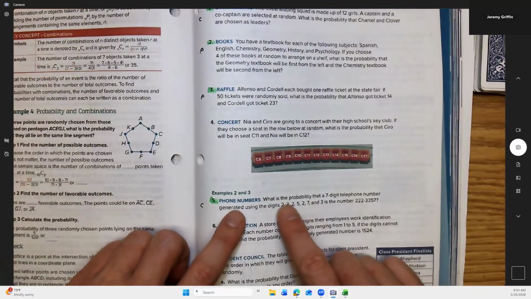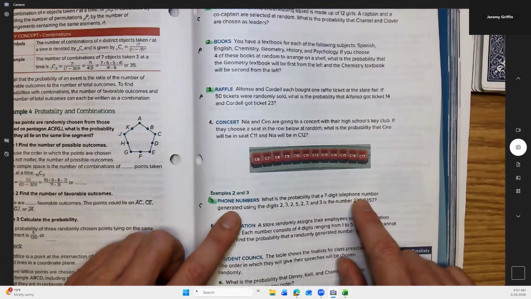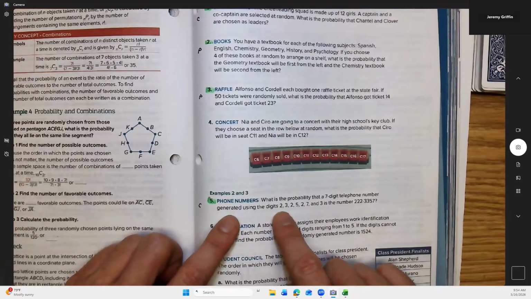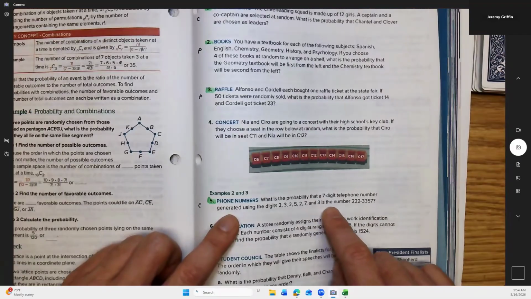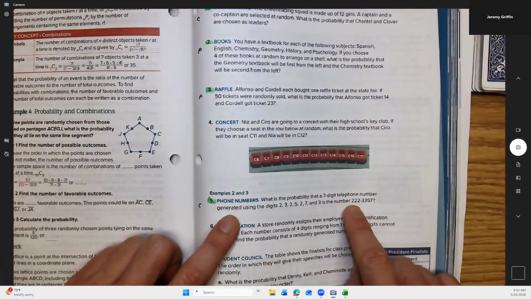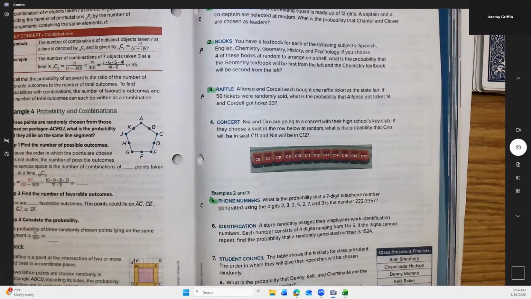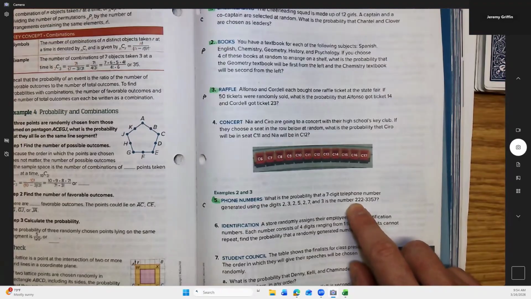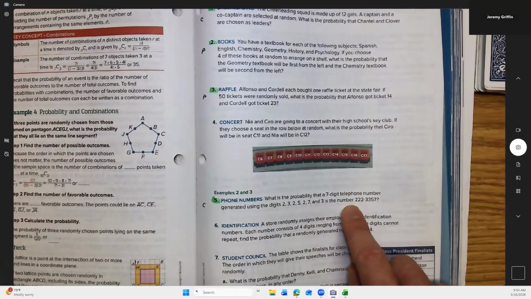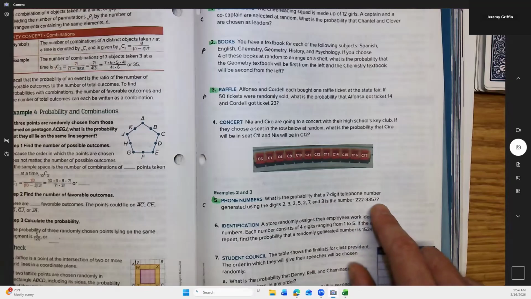Let's do phone numbers. It says, what's the probability that a 7-digit phone number generated using the numbers 2, 3, 2, 5, 2, 7, and 3 comes out to specifically this number, 222-3357? So it puts them all in numerical order. What's the chance that we see that? The trick is that some of those digits are repeated. There are multiple 2s, a couple of 3s, but only one 5 and one 7.